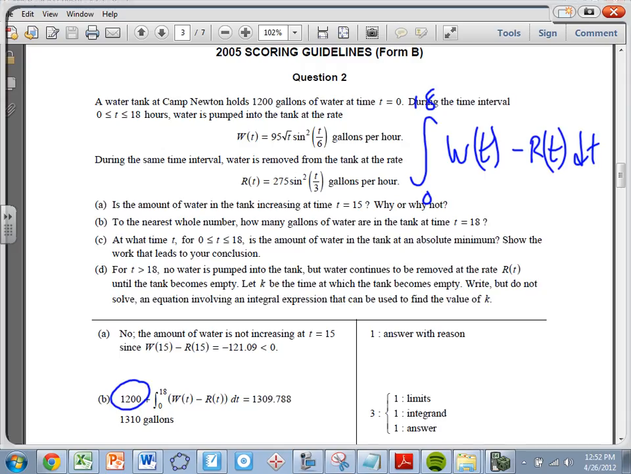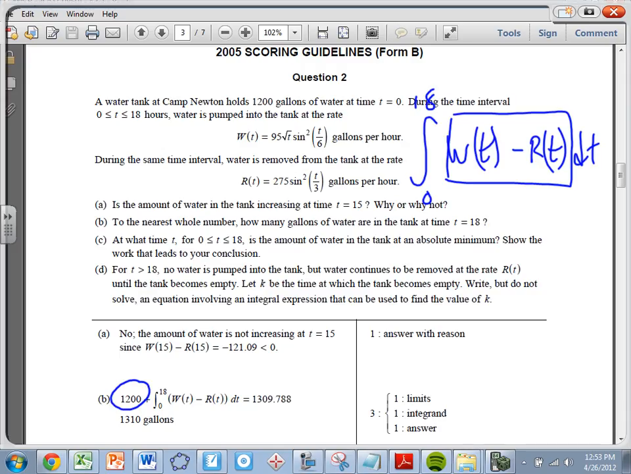The amount of water that the tank either gains or loses in this time period from 0 to 18 is represented by the integral of the derivatives. This is the overall derivative, really. The difference between the rate coming in and the rate going out is the overall derivative. So if I integrate the overall derivative, I get the actual amount. It's the net change theorem, also known as the fundamental theorem. If I know the rate, I know the overall change.